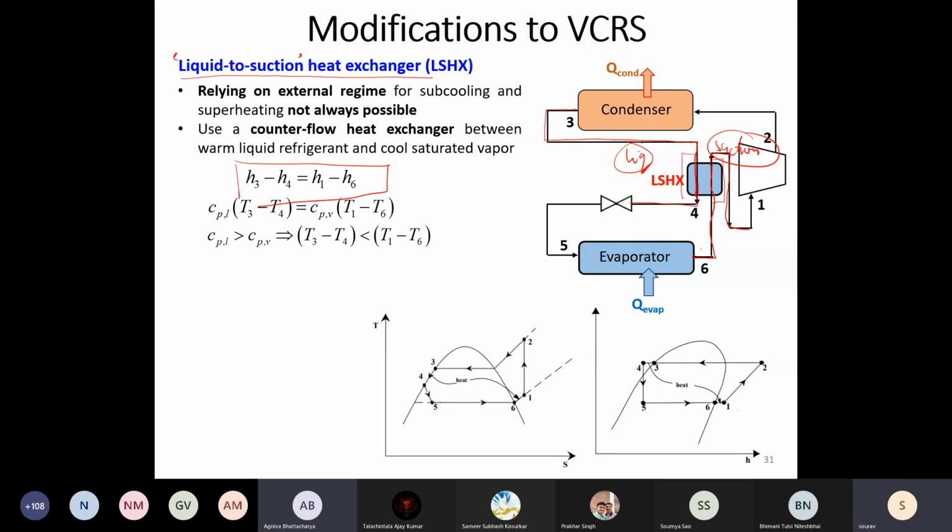But remember that this may or may not lead to an increase in COP, but this will definitely lead to an increase in the refrigeration effect. So with the same amount of mass flow rate of refrigerant, you will gain some amount of cooling effect.